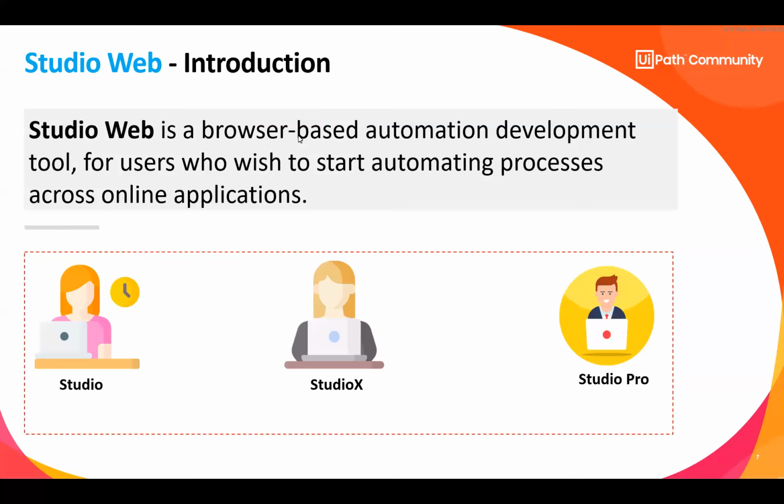Perfect. So Studio Web is specifically made for users who want to automate online applications. Online applications, in the sense of Microsoft Outlook, SharePoint, OneDrive, Google Drive, right? Now the question is, who can use Studio Web? Studio users can use it, Studio X users can use it, Studio Pro users can also use it, right? Irrespective of technical background, everyone can access Studio Web and start their coding. Perfect. Now let's quickly move on to our next slide.